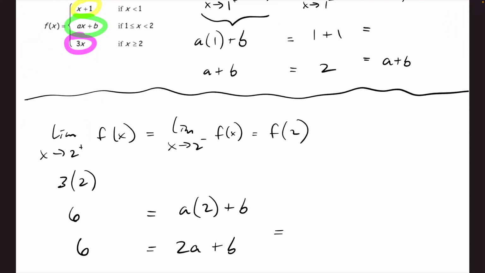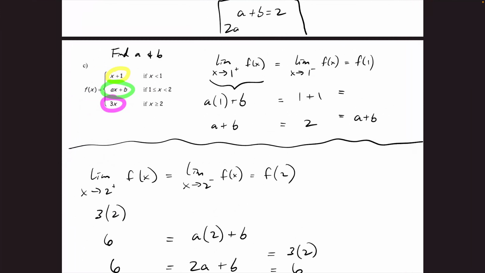So now at 2, which color would I use at 2? The pink, right? It's magenta. Fuchsia, pink, purple, whatever you want to call it. So that's 3x, right? 3 times 2, which is 6. So I know what equals 6. What has to equal 6? 2a plus b has to be 6.